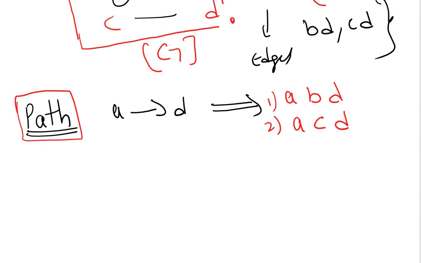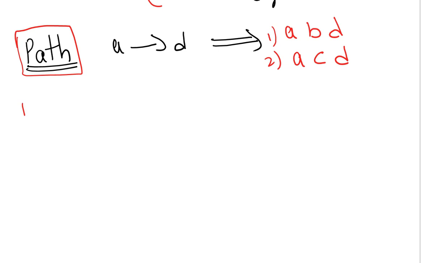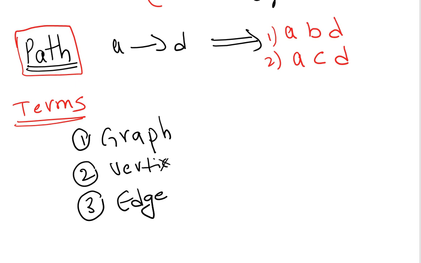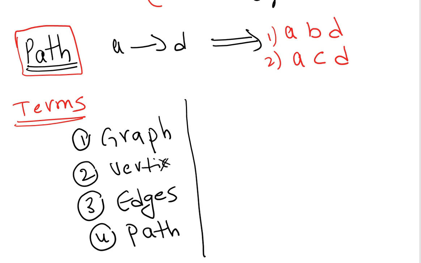So we have cleared the terms of graphs. What is a graph? It consists of vertices and edges. We have seen what a vertex is: it is an object. And we have seen edges: they are the links. And we have seen the path. A path means the route from one node to another node.